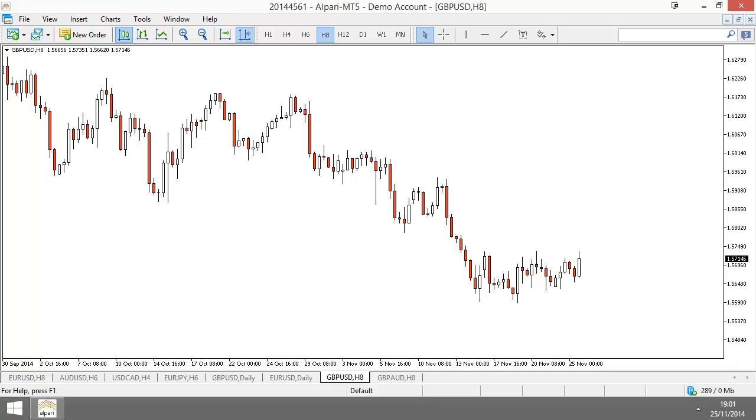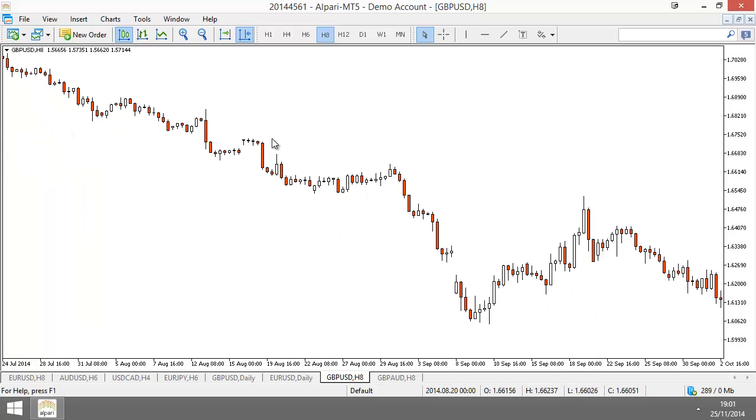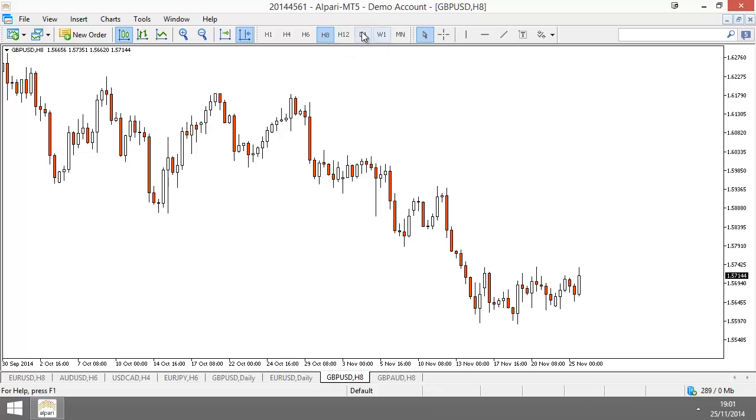Have I resized support resistance areas? Nope, definitely not. I'm not sure what you mean by resized. What do you mean by resized?